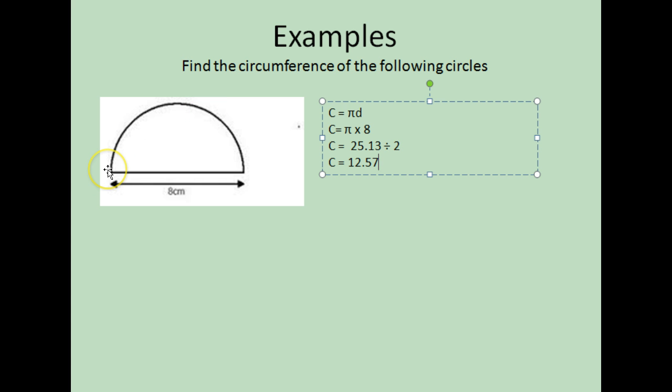What almost everyone always misses is this line along here. This is the circumference. This is the outside of the shape, or along the edge of the shape. So we need to add 8 on to get our final answer of 20.57 centimeters. So if you get a semicircle, find the circumference, divide that by 2, and make sure you add on the other section. We'll go over this again tomorrow, but I wanted to start off now.